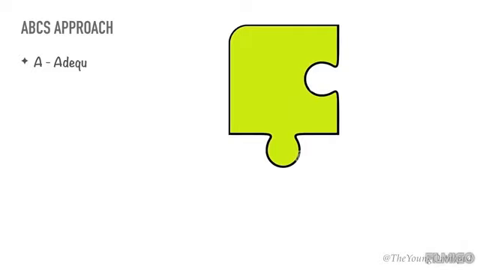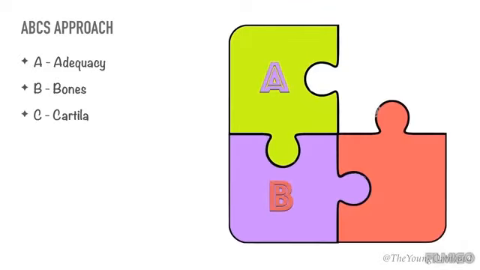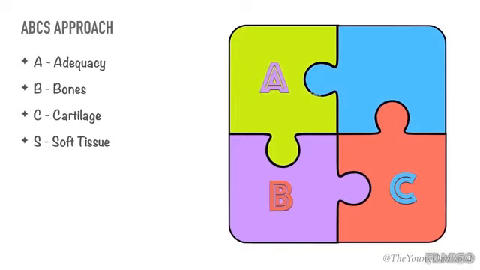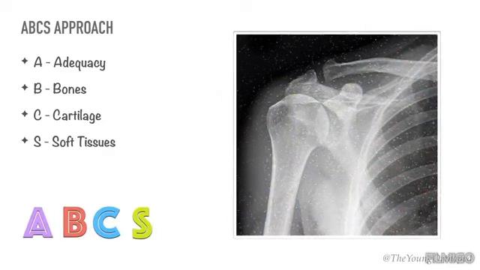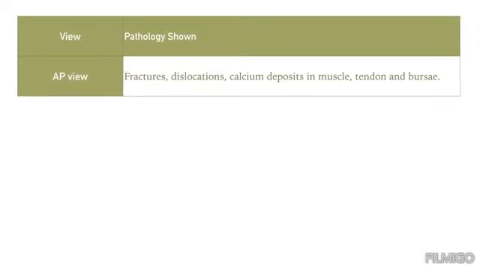Here A stands for adequacy, B for the bones, C stands for cartilage and S is for the soft tissues. To see the details of interpreting and reporting a trauma radiograph in a methodical and scientific manner, please check out our video on how to read a trauma radiograph. The link is in the description.